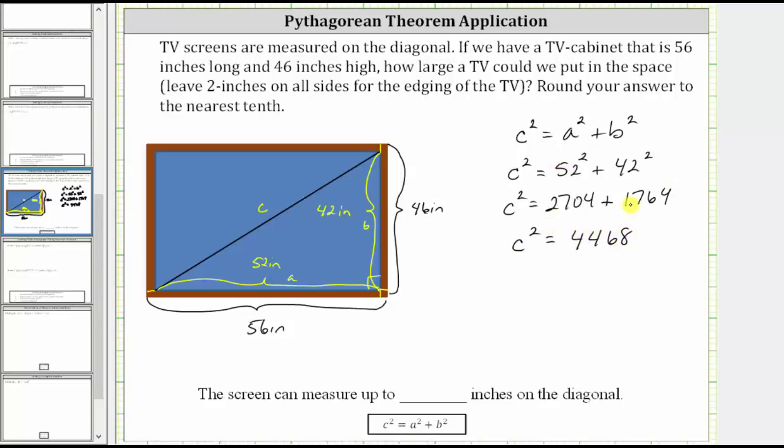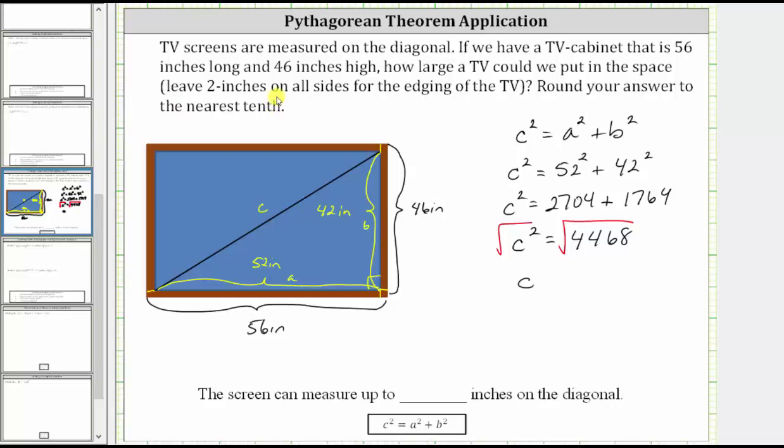4,468. And now because we want c, not c squared, we undo the squaring by taking the square root of both sides of the equation. And because we know c has to be positive, we only need the principal square root, or the positive square root, of 4,468.